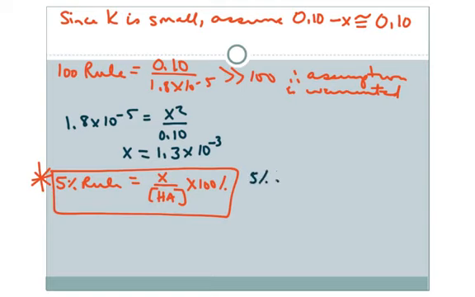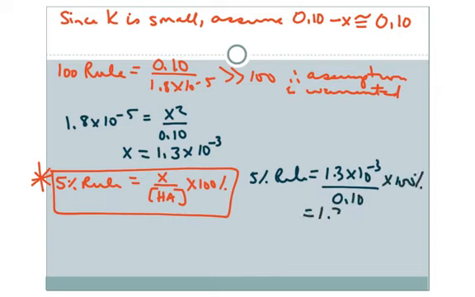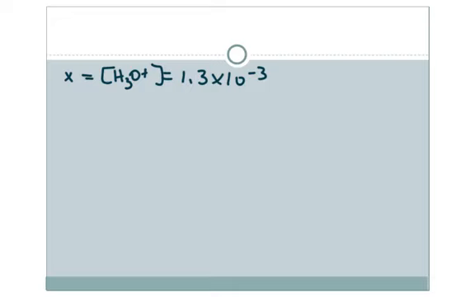So 5% rule, our x is 1.3 times 10 to the negative 3. Our original acid concentration was 0.10, times 100 gives us 1.3%. Since it's less than 5%, we're going to say the assumption is valid. Again, you could also say assumption is good. So we've solved for the first part of the question already, and we've checked our math.